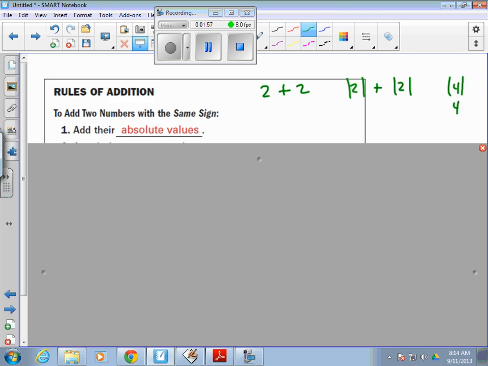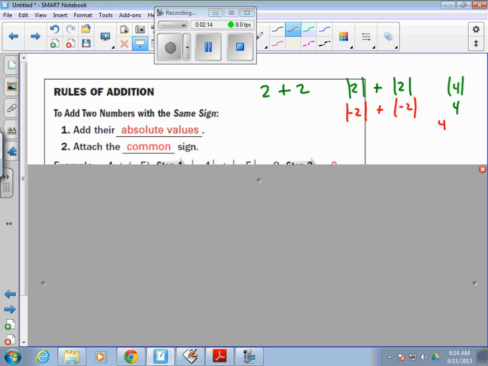If you do the same thing but with negative values, notice again, they're both the same sign. The absolute value of -2 plus the absolute value of -2 gives you the same number 4 that we just got. However, the second step is to keep the common sign. They were both negative for that second example in red. Since they're both negative, you would keep that common sign, -4.